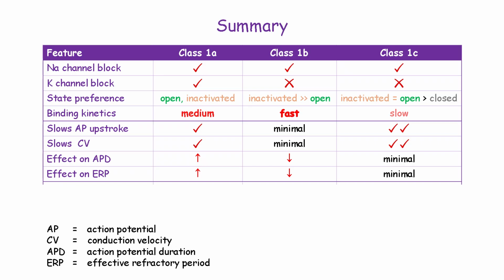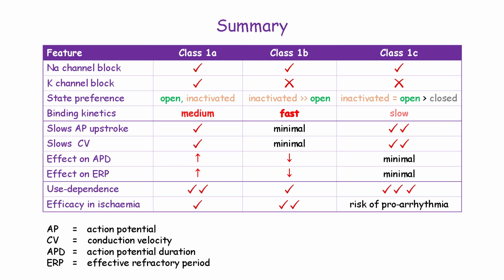Finally, their differential channel binding properties influence use dependence and their effectiveness in ischemic tissue. Class 1C drugs exhibit strong use dependence due to slow unbinding, making them potent during high heart rates. However, that potency also carries a risk of causing an arrhythmia.